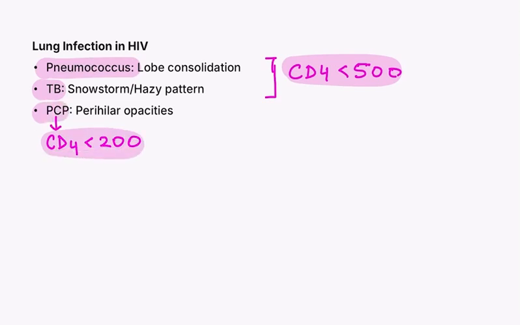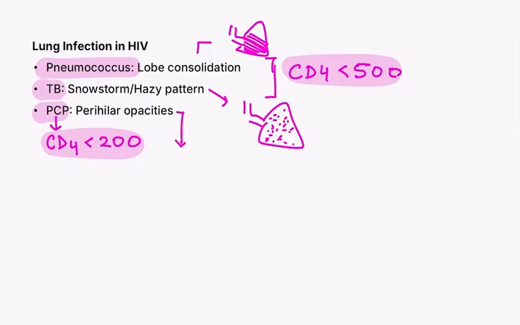But CD4 is not the only criteria by which you will diagnose pneumonia. You will also look at the radiological findings. Now, while we know that streptococcus pneumoniae results in entire lobe consolidation, so if I had to draw it out, this is how it would look like. An entire lobe would be involved, that is lobar consolidation of streptococcus pneumoniae. On the other hand, when I'm talking about TB, there is going to be a hazy or a snowstorm appearance that you see on radiology. On the other hand, when I talk about pneumocystis carinii pneumonia, it is going to be perihilar opacities that you get to notice.